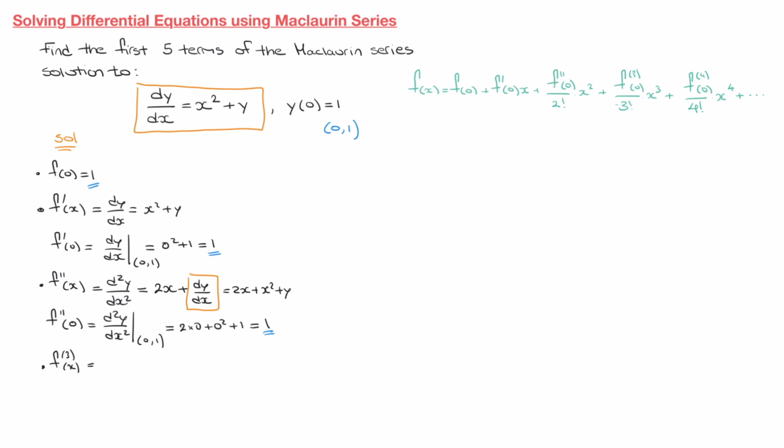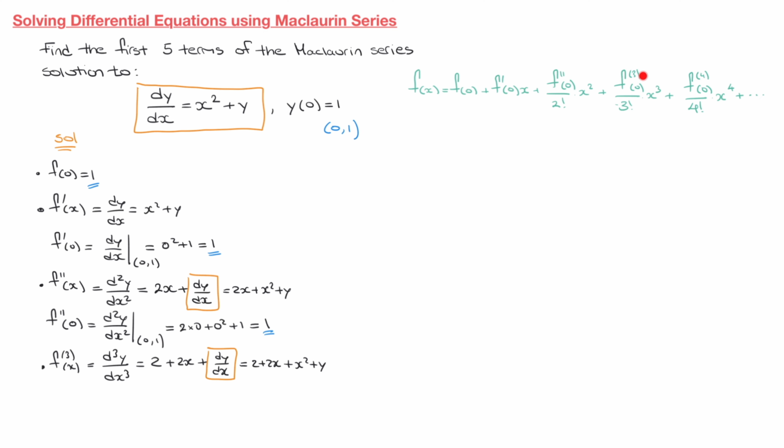And by definition, that's equal to d cubed y dx cubed, which we'll get by differentiating the second derivative we had here. Of course, we differentiate this with respect to x, keeping in mind that y is a function of x. So differentiating this, we quickly find that the third derivative is equal to 2 plus 2x plus dy dx, and replacing the dy dx we have here by x squared plus y, this becomes 2 plus 2x plus x squared plus y, and that's the expression for the third derivative.